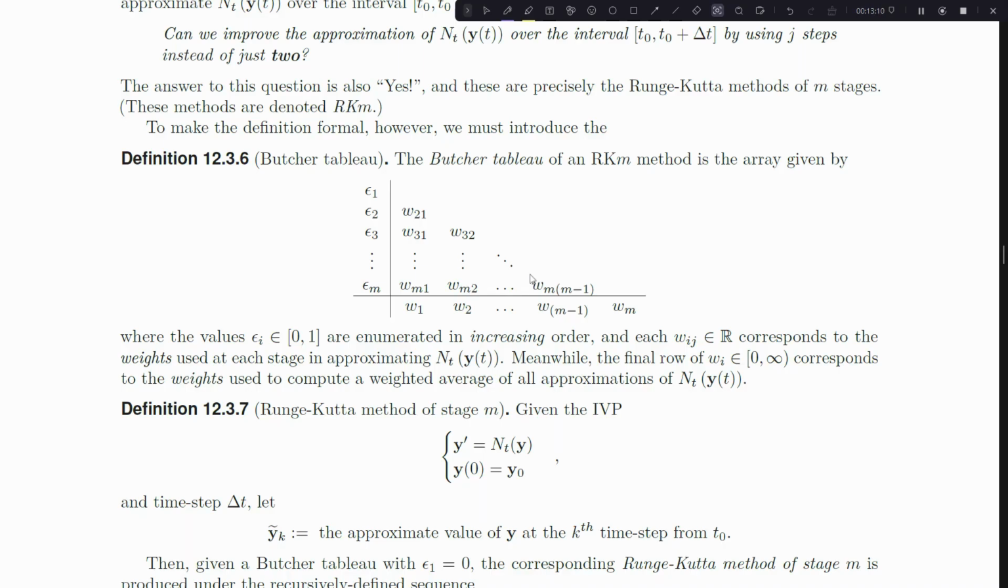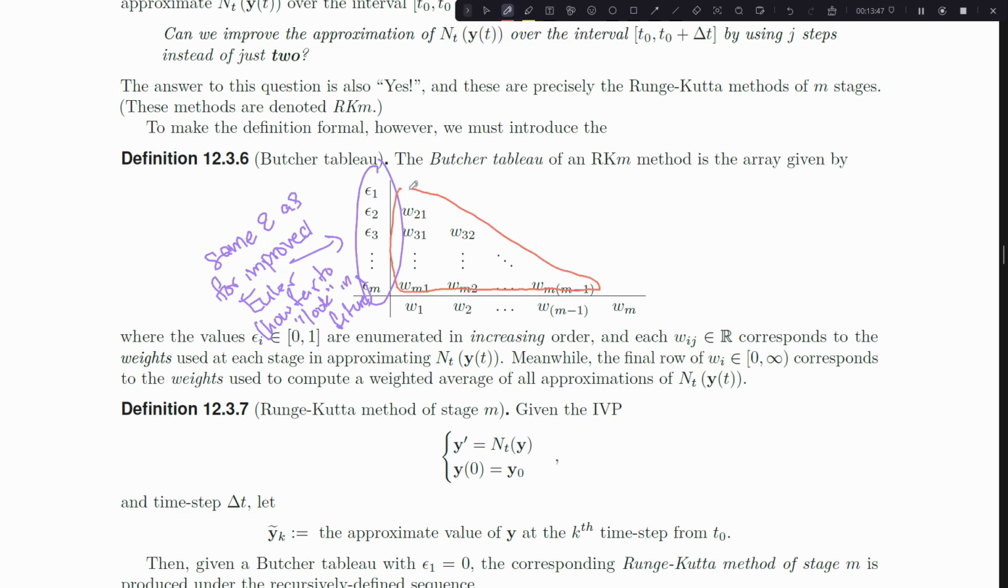So actually these, maybe I'll describe this here, these are the same epsilon as for improved Euler. So those aren't too surprising. They just tell you how far to look in the future. But the w's here are describing weighted averages at intermediate steps.